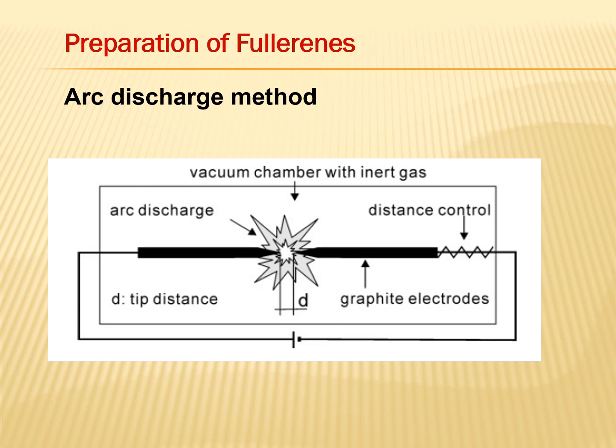Now come to the preparation of fullerenes. The most well-known method is the arc discharge method. This approach involves a voltage supply between two graphite electrodes as illustrated in this image. The two rods face each other with a 1 nanometer gap. And of course, this process involves high temperature.